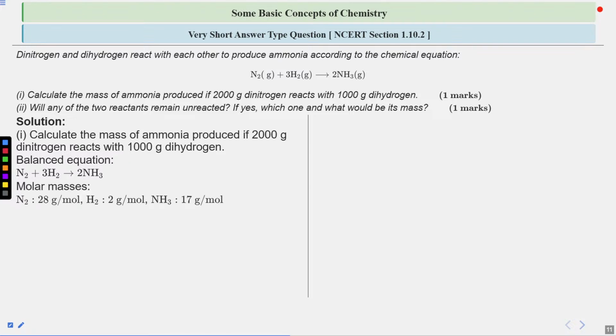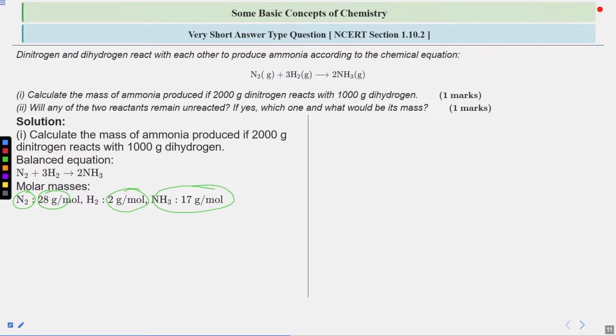Then what is the molar mass of nitrogen? It is 28 gram per mole. Hydrogen's molar mass is 2 gram per mole and ammonia's molar mass is 17 gram per mole. I am not calculating the molar masses again here, since you already know how we calculate them. It's very simple.